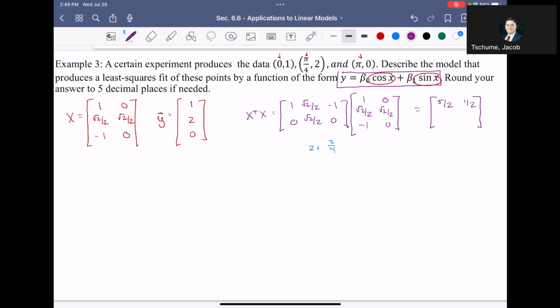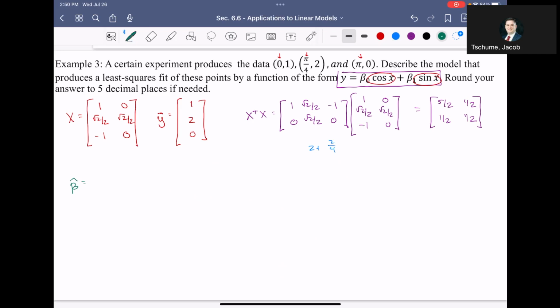Second row times both columns, you should get a half again by the trends we've been seeing. And then last row times last column is also going to be a half. All right. So moving down to find my beta hat, we'll do this in green.